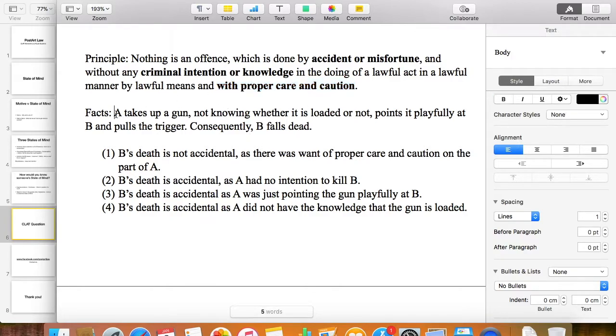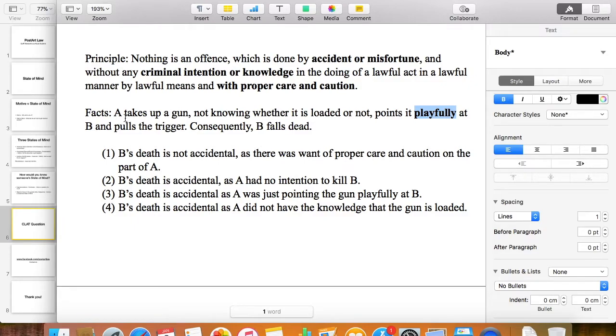Let's look at the facts now. A takes up a gun not knowing whether it's loaded or not, points it playfully at B and pulls the trigger. Consequently, B falls dead. Now see, we get an idea about his state of mind from this term playfully, right? So we may jump to the conclusion that it's accidental, right? But you have to look at other elements of the principle also. It not only has to be accidental, but it also has to be done without any knowledge, right? And with proper care and precaution.